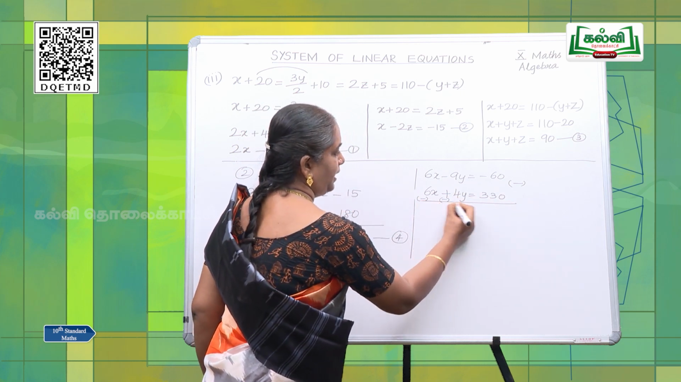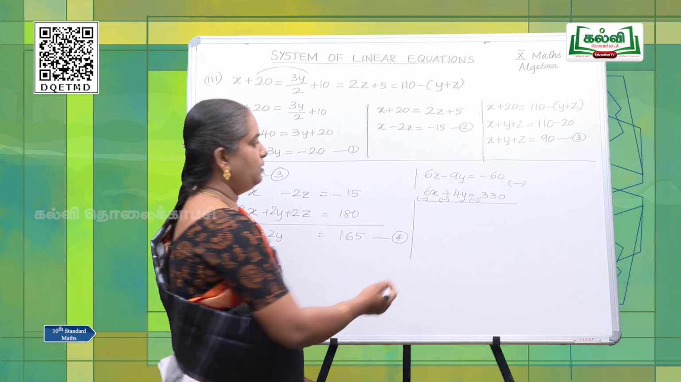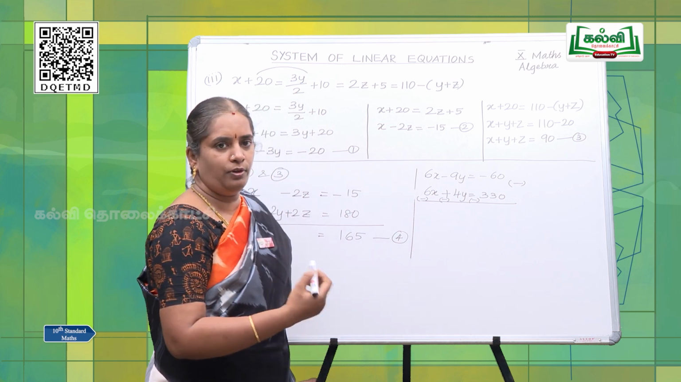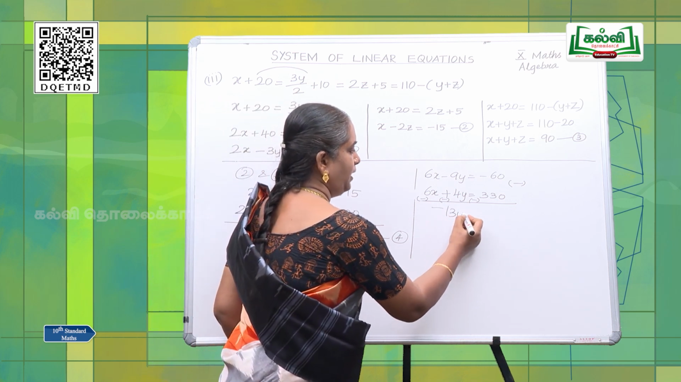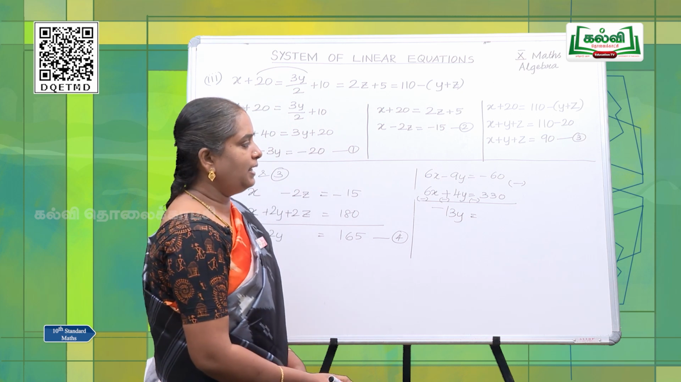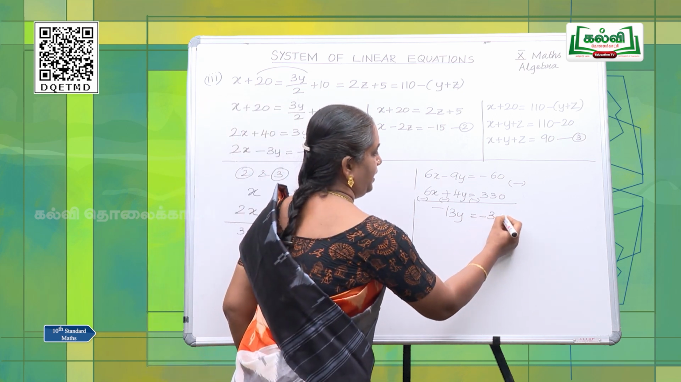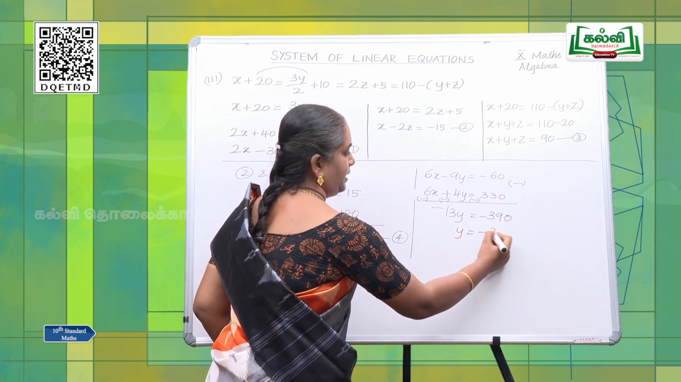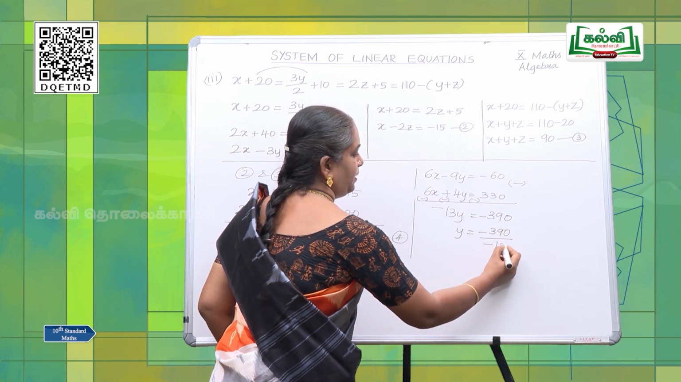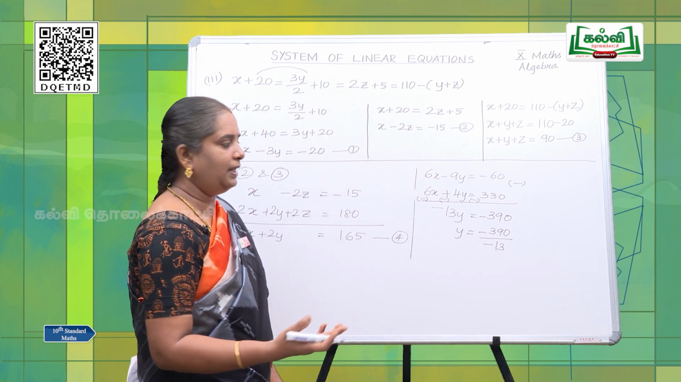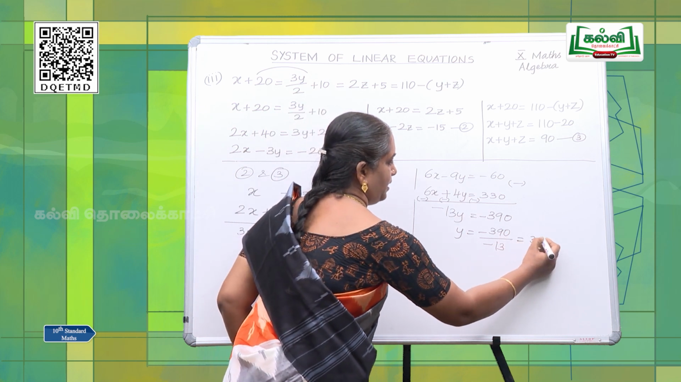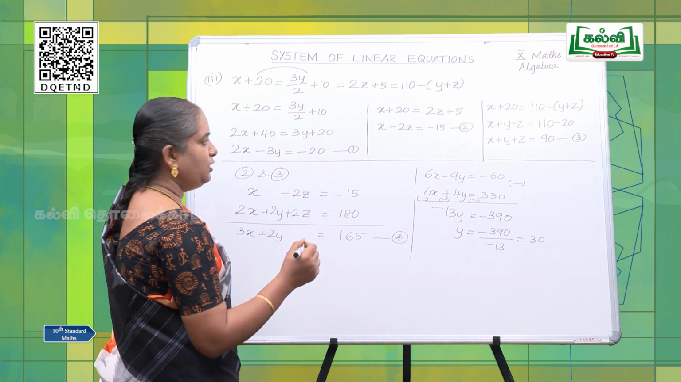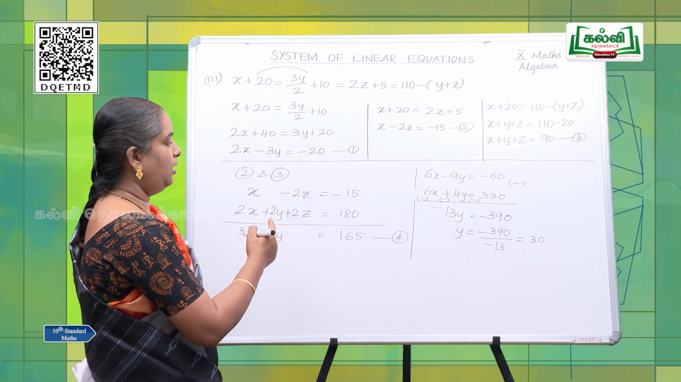Subtracting is nothing but adding the additive inverse. So, 6x - 6x becomes 0, and -9y - 4y add up to -13y, which is equal to -60 - 330, which is -390. So, y = -390 divided by -13. Dividing both sides by -13, we get the answer 30. So, the value of y is found to be 30.